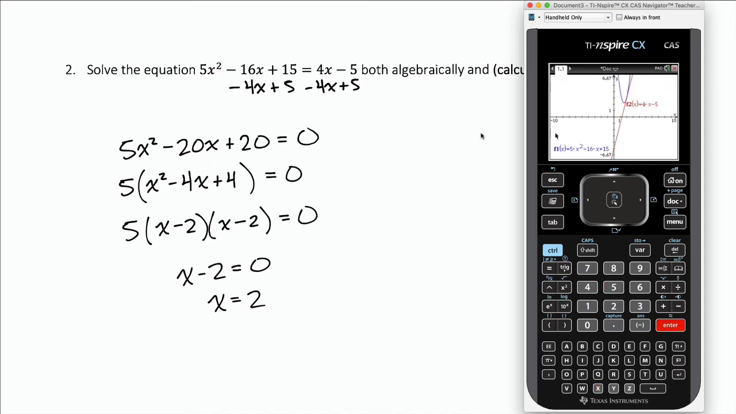All right, we're looking for the point of intersection because when two functions are equal to each other, that means we're looking for the point of intersection. We'll go to Menu and Analyze Graph. We can find the intersection point.